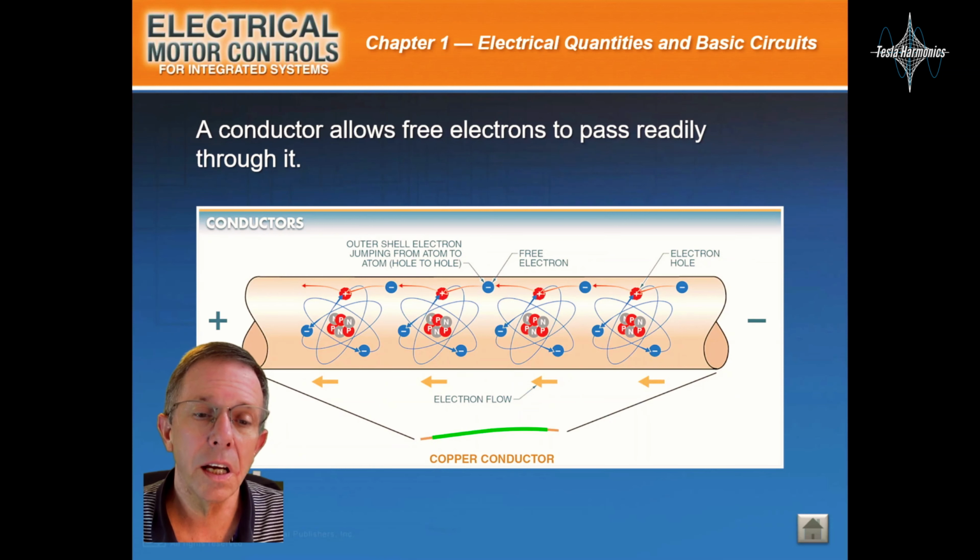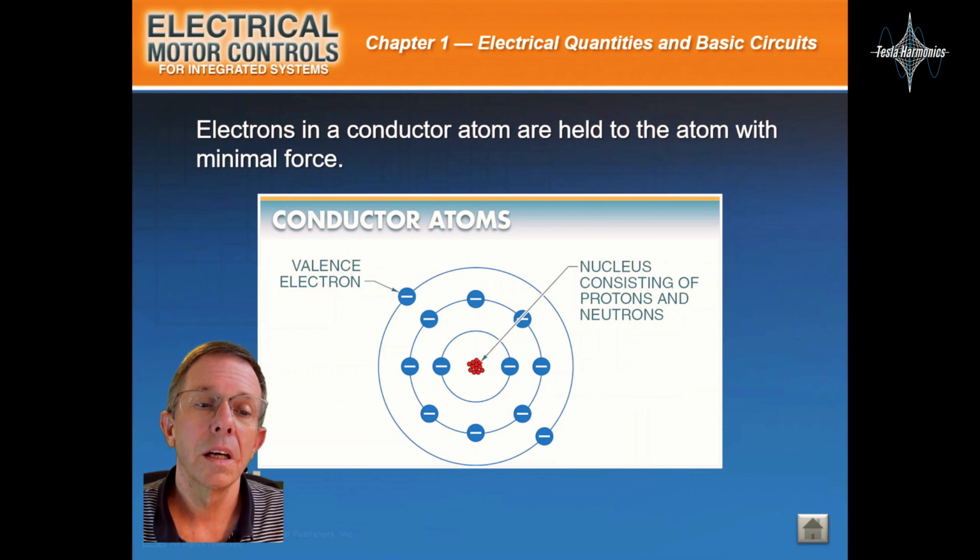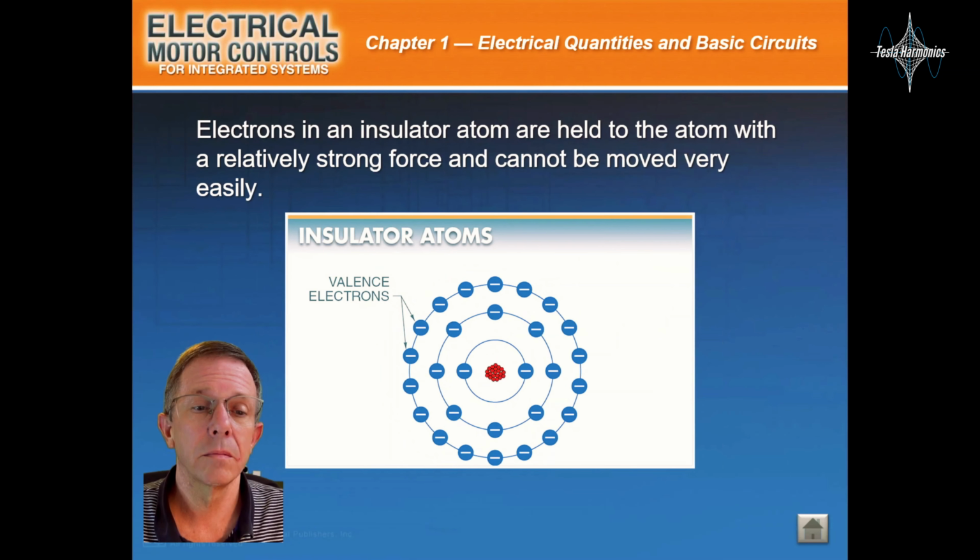A conductor allows free electrons to pass readily through it. Electrons in a conductor atom are held to the atom with minimal force. Electrons in an insulator atom are held to the atom with a relatively strong force and cannot be moved very easily.